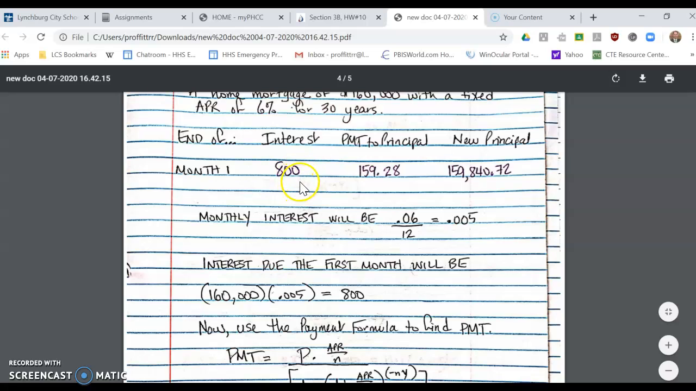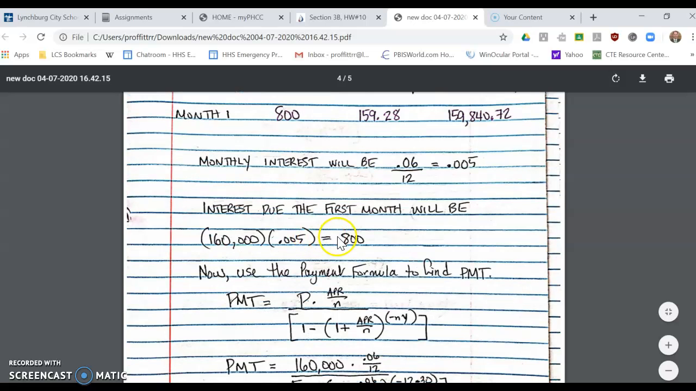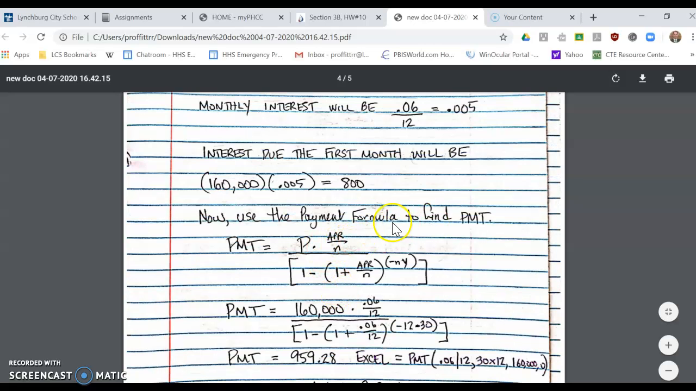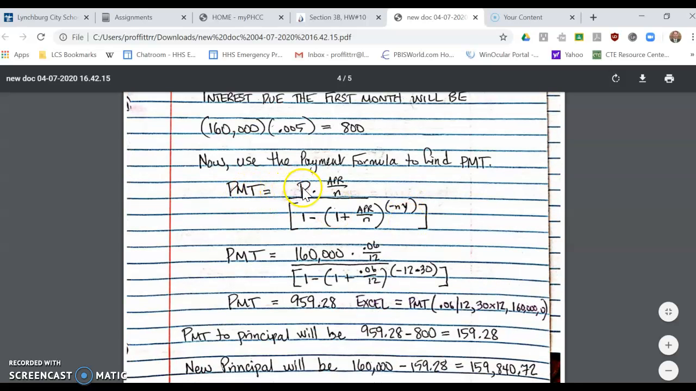Now, the next part: how much of the payment is going to go towards principal? Well, you have to figure out the monthly payment for this situation. So you're going to use the payment formula on your formula sheet. The payment equals the principal times the APR divided by N, that whole thing divided by, and be very careful with your parentheses, open parentheses 1 minus, open parentheses 1 plus the APR divided by N, close parentheses raised to the negative N times Y power.